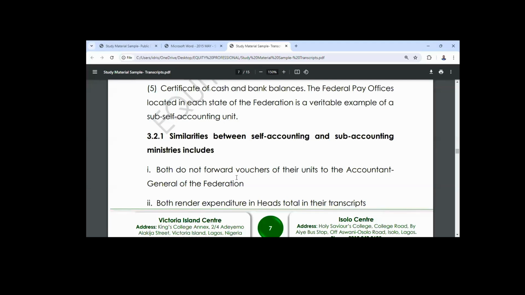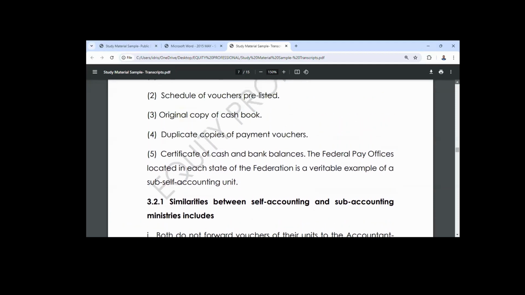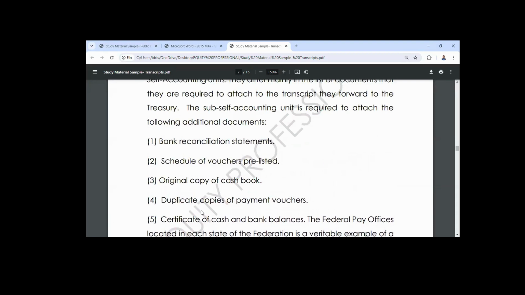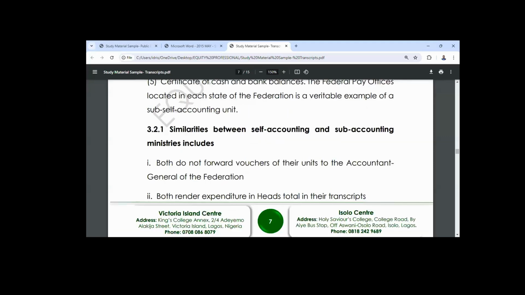Self-accounting units don't forward their vouchers, but sub-self forward their vouchers. If you look at the additional document, duplicate copy of what? Payment vouchers. Do you understand? Yes, sir. Sub-self accounting units forward their vouchers. Why self-accounting units don't forward their vouchers?